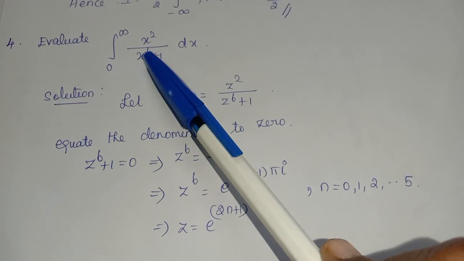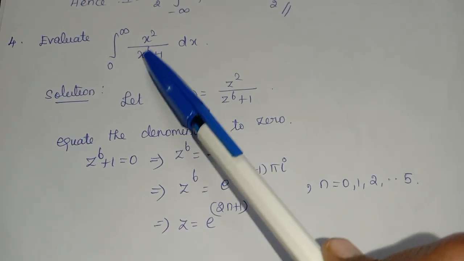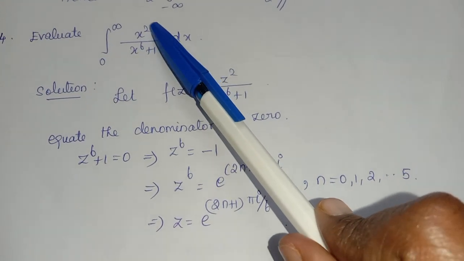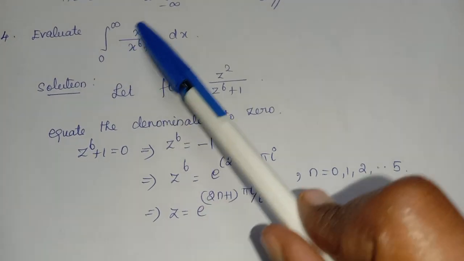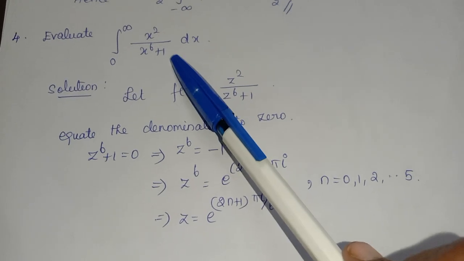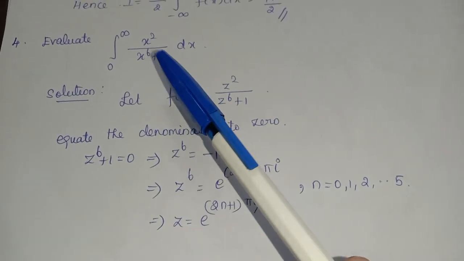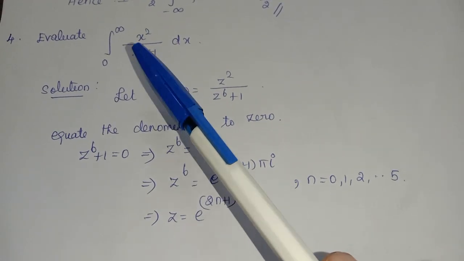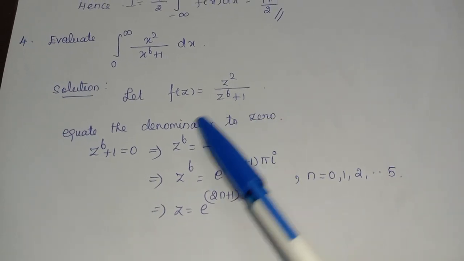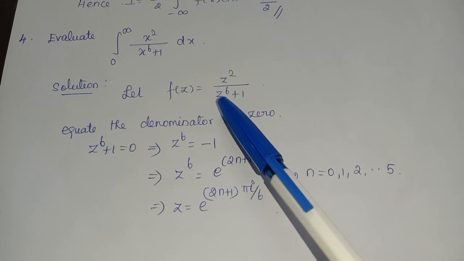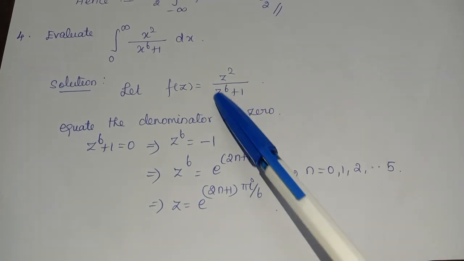Next one, degree of the denominator should be at least 2 greater than the numerator. Here degree is 2 in the numerator, degree is 6 in the denominator. So it is also true. So all the conditions are satisfied. Now I can proceed by type 2 method. For type 2, replace all x by z. So f of z equals z square by z power 6 plus 1. Now find all the poles. For finding the poles, equate the denominator to 0.